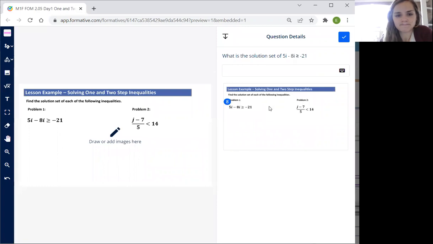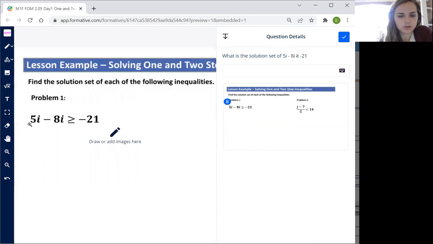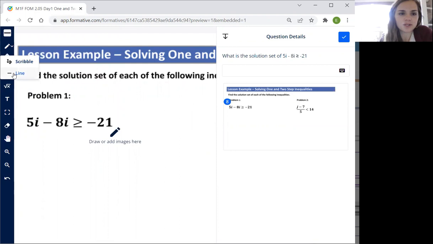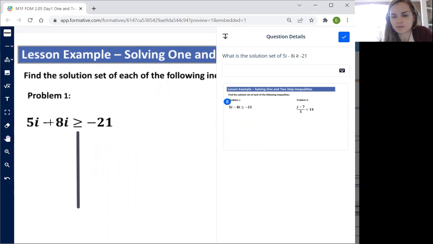Okay, number 8. Again, we always want to draw that line down the middle. Okay, this time we have i's on the same side. So the first step for this problem is we need to combine those. So 5i minus 8i gives me -3i is greater than or equal to -21.